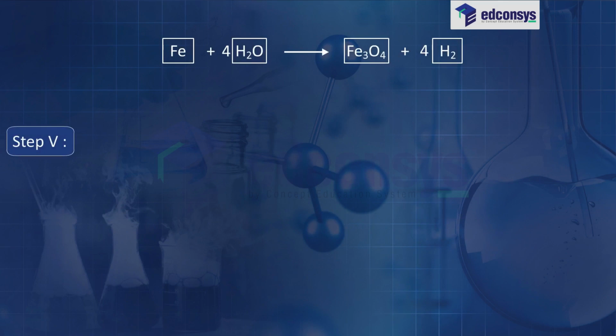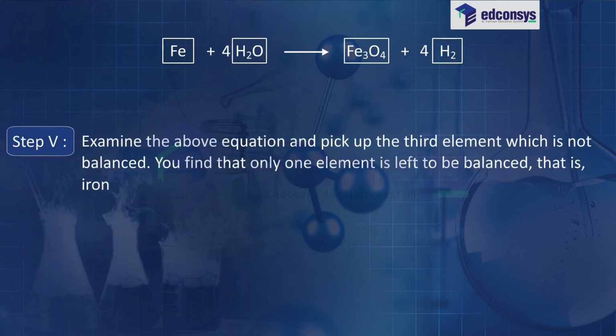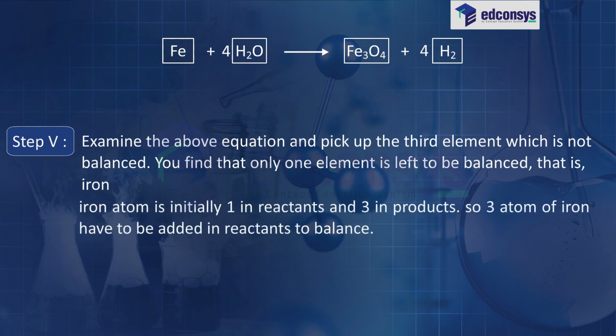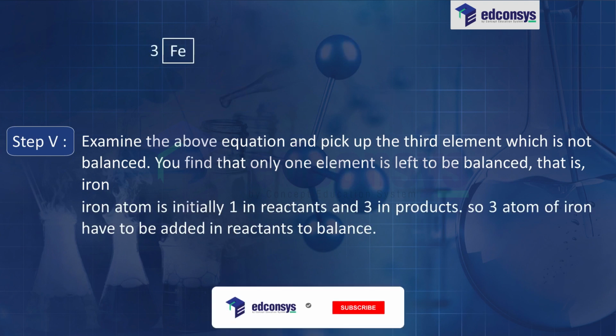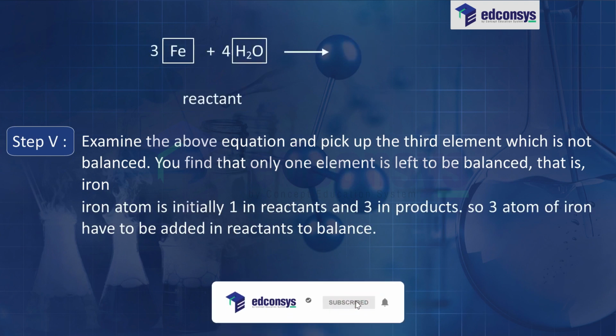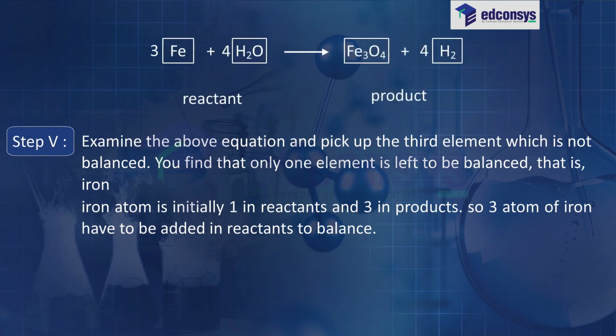Step 5. Examine the above equation and pick up the third element which is not balanced. You find that only one element is left to be balanced, that is iron. Iron atom is initially 1 in reactants and 3 in products. So 3 atoms of iron have to be added in reactants to balance. 3Fe plus 4H2O gives Fe3O4 plus 4H2.